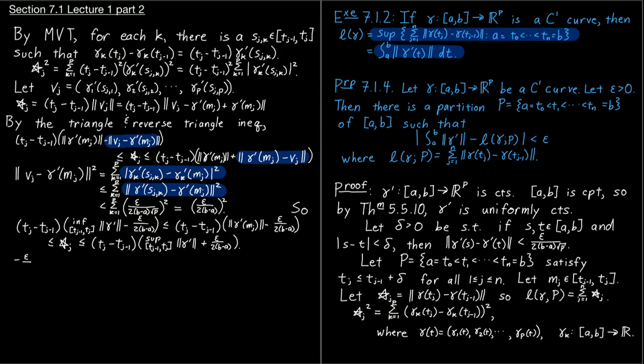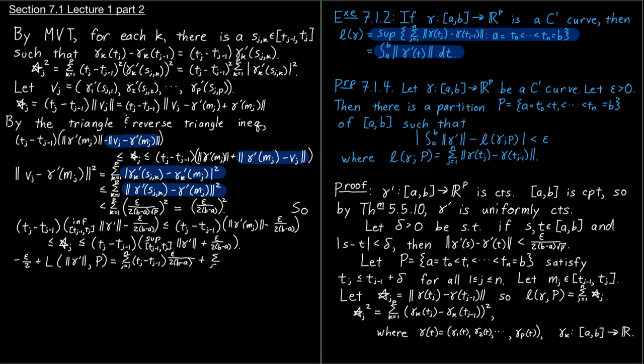So let's see, negative epsilon over 2 plus the lower Darboux sum of the norm of gamma prime over the partition P. We can write the first piece as the sum of t_j minus t_{j-1} times epsilon over 2(b minus a). You can check that, because t_n is b and t_0 is a, this does indeed sum up to negative epsilon over 2.